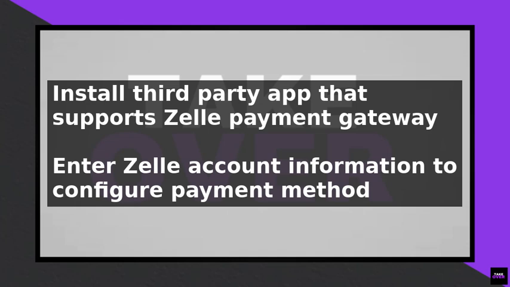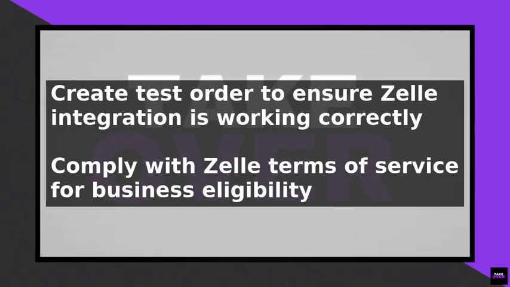During the configuration process, you will need to enter your Zelle account information, including your Zelle email address or phone number. After completing the configuration, the Zelle payment method will be available to your customers at checkout. To test the Zelle payment method, create a test order and select Zelle as the payment method. This will ensure that the integration is working correctly and that customers can successfully complete their transactions using Zelle.